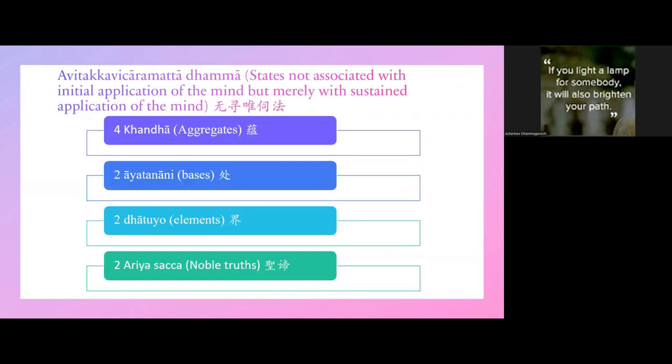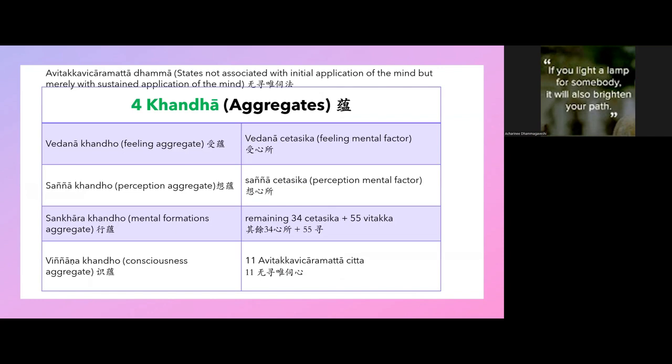The avitakkavicāramattā dhammā are classified under 4 aggregates, 4 khandha, 2 āyatana bases, 2 dhātu elements, and 2 ariya sacca noble truths. We'll first look at the 4 aggregates. Now again, we don't get rupa here. That's why we are left with 4 aggregates.